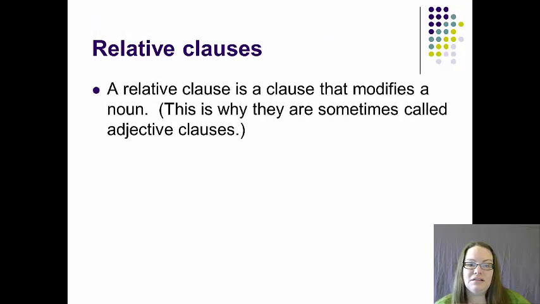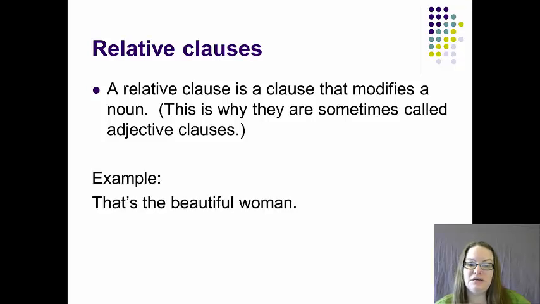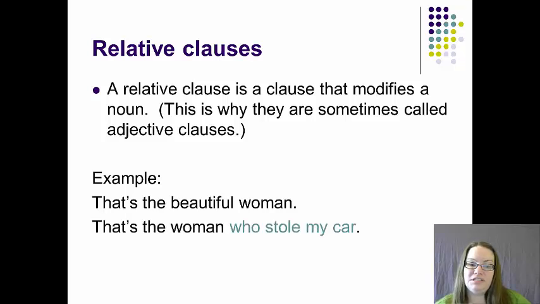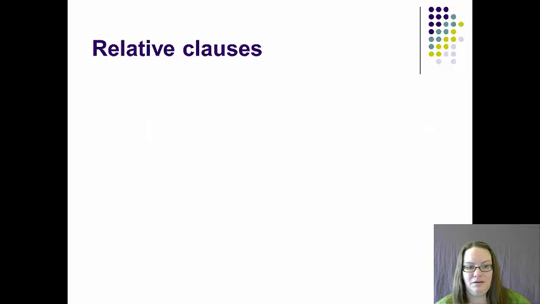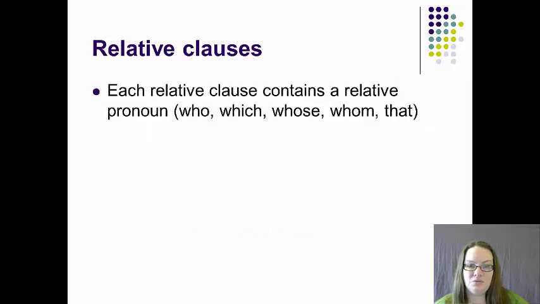A relative clause is a clause that modifies the noun, and sometimes they're called adjective clauses because adjectives also modify nouns. Here's an example. We have a sentence, that's the beautiful woman. In this case, our verb is contained inside the contraction that's. So that is the beautiful woman. We have both a subject and a verb. Okay? If we put it together like this, that's the woman who stole my car, we now have two different sort of subjects and two different verbs. Okay? We're going to talk about how we decide which one to use.